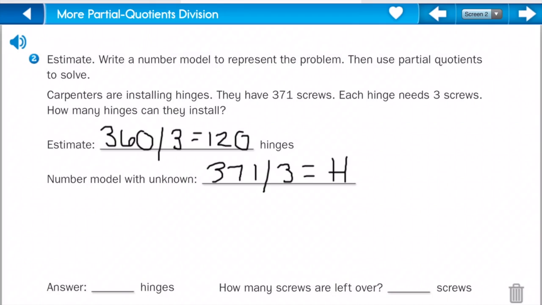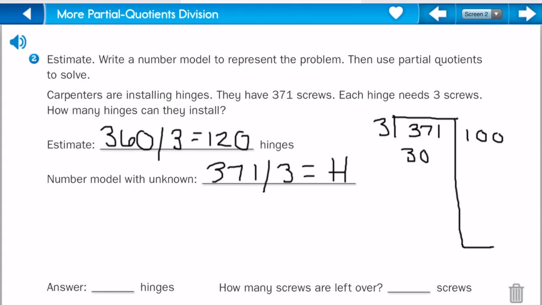Now I need to set up my problem. So I'm going to put 3 over here, and I'm going to put 371 on the inside. I'm going to draw my little line all the way down to the side. What can I multiply times 3 to get close to 371? So my first thought is I can multiply 3 times 100 to get really close. And so that equals 300. Okay. I subtract these. 1, 7. So now I get 71.